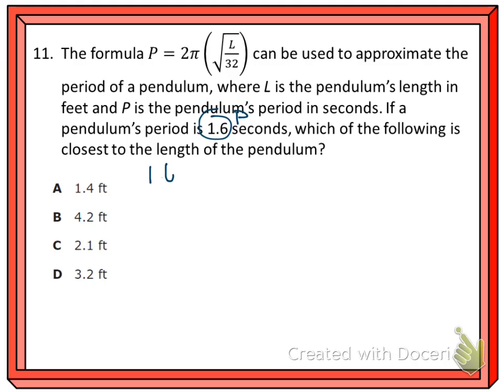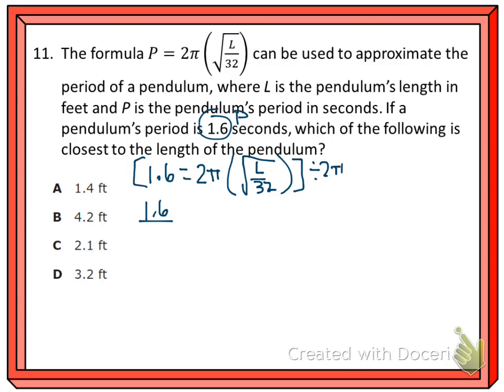So 1.6 in the formula is equal to 2 pi times the square root of L over 32. So the first thing I've got to do is get rid of this 2 pi here. So let's divide both sides by 2 pi. So I'm going to have 1.6 over 2 pi is equal to the square root of L over 32. Now I need to get rid of the square root, so let's go ahead and square both sides.